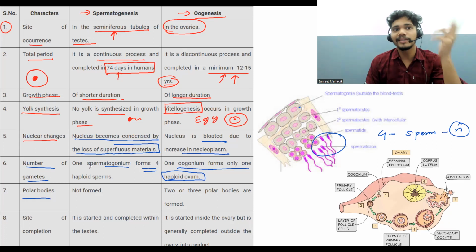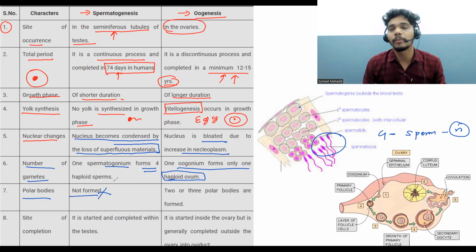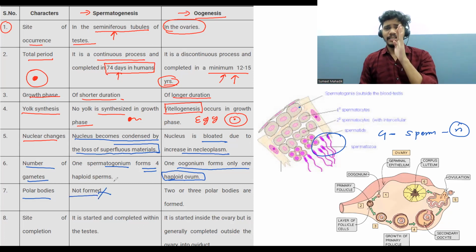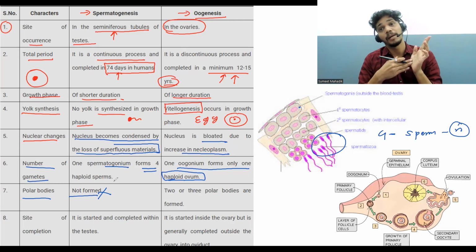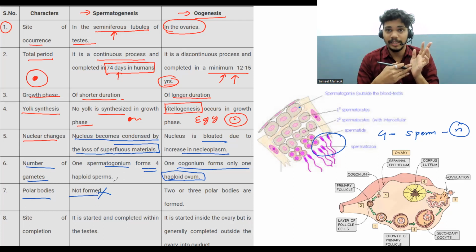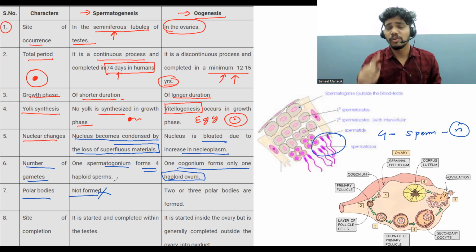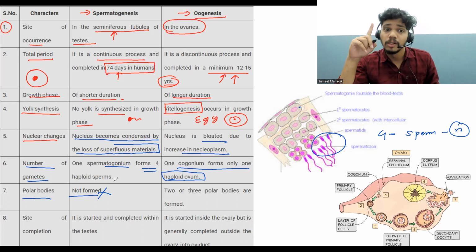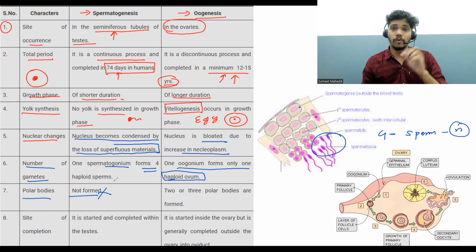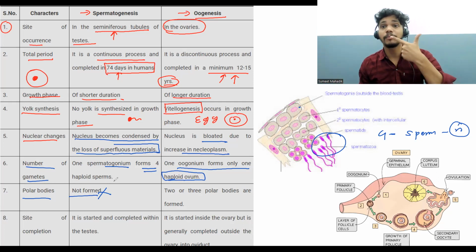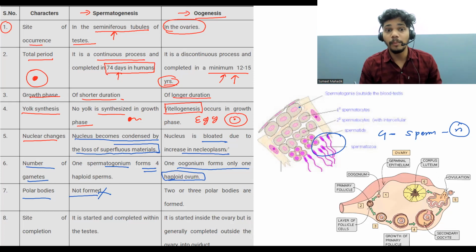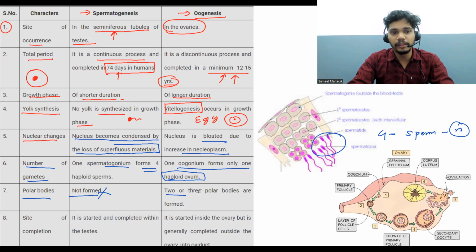Now polar bodies. Obviously, in case of spermatogenesis, no polar body is going to form. What is a polar body? See, we want to make haploid cells. Now if we want to make haploid, then we are using all 4 cells. But in case of oogenesis, we want only one egg cell. So for that purpose, the polar bodies formed from meiosis 1 and meiosis 2 have to be removed off. So how many polar bodies are there? 2, or maybe sometimes 3 are also there. This point is very clear to you.